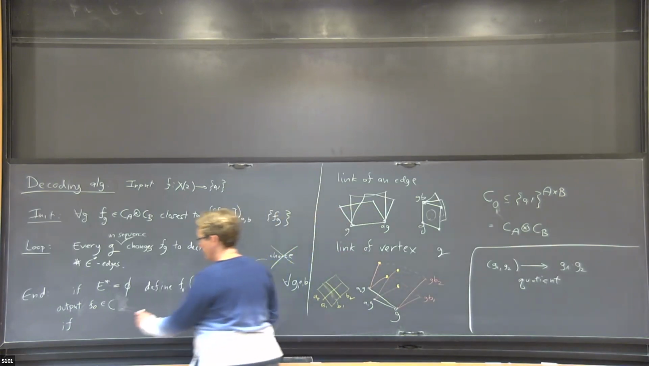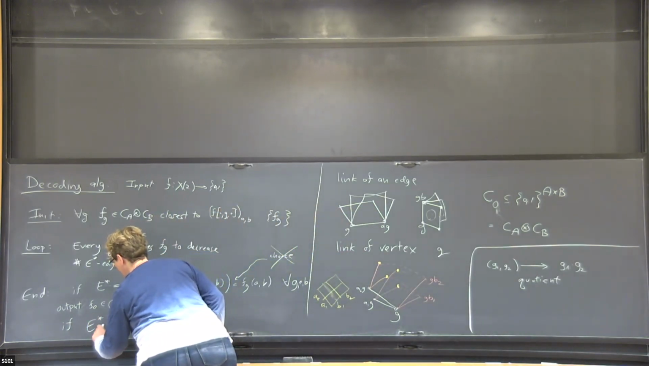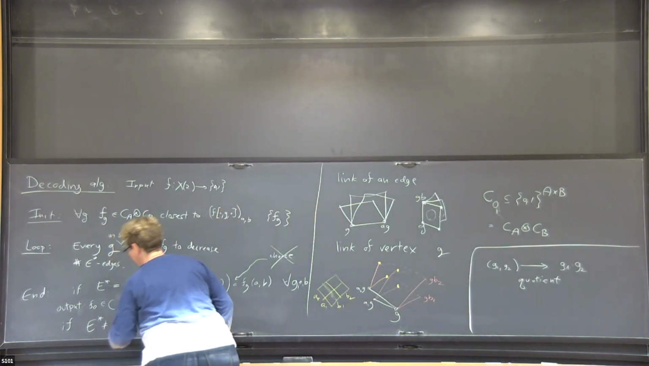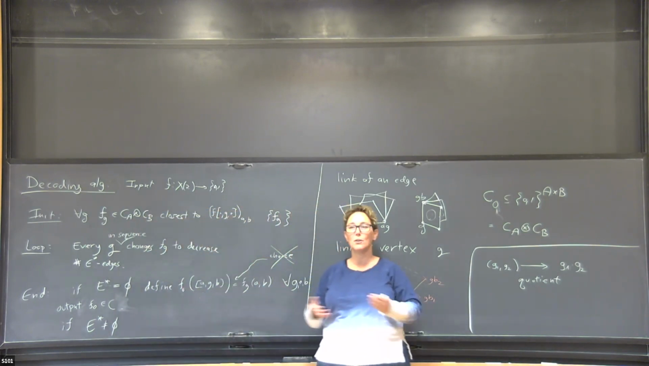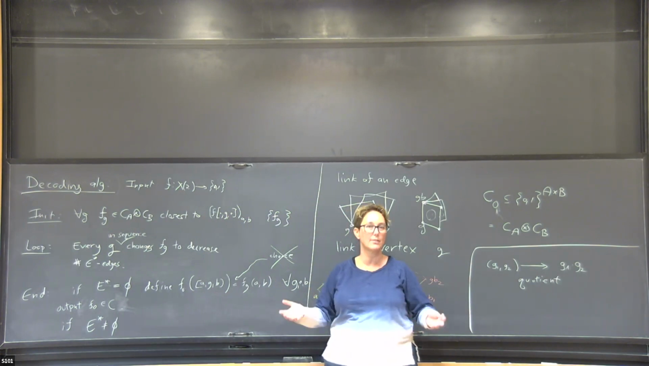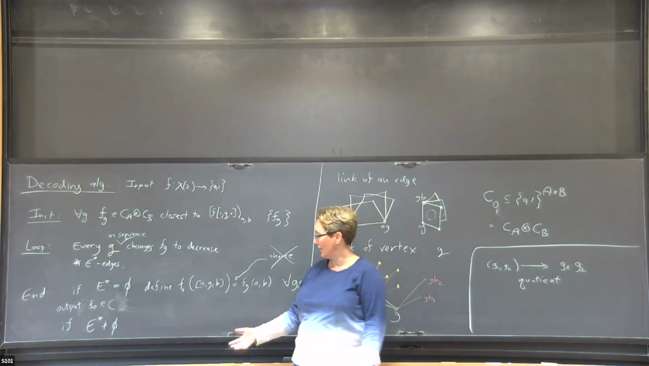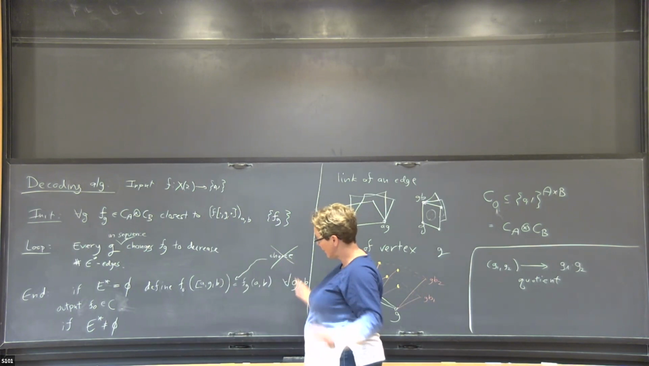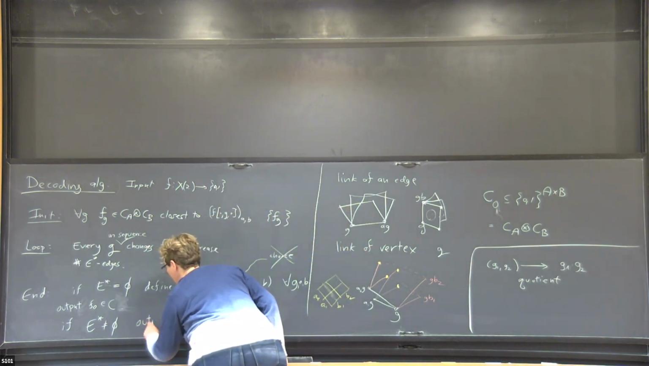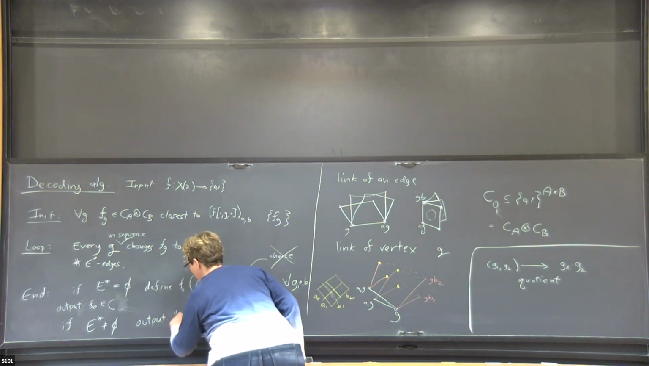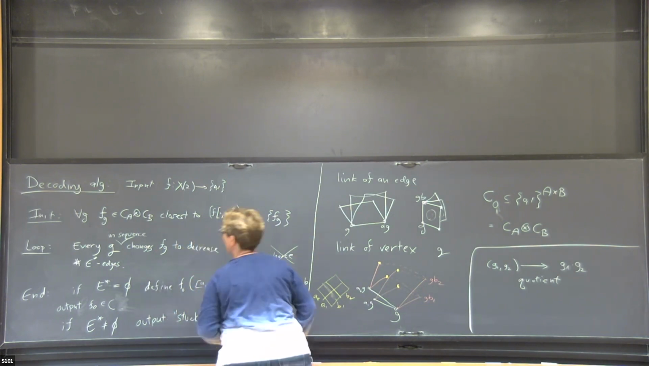If E star is not empty, that's the more common thing in life. There are some dispute edges and there's no local move to improve. You're stuck and you're not in the perfect harmony situation. Then you output stuck. And you're done. That's the algorithm. Now we can analyze it.